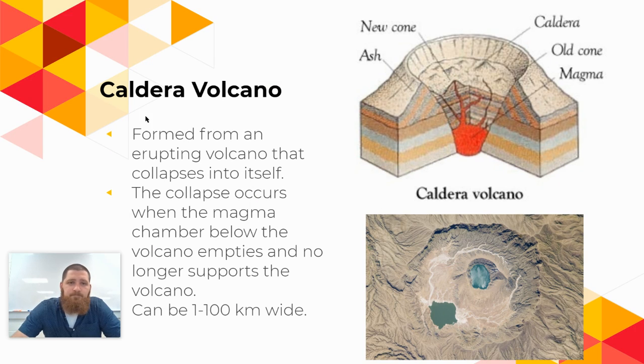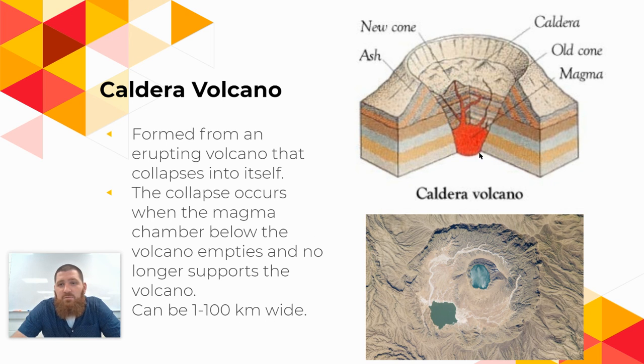Excuse me. Our caldera volcano. Now, these are more of a hole in the ground kind of volcano. This is what happens when an erupting volcano collapses into itself. The collapse occurs when the magma chamber below that volcano empties and no longer supports the volcano. These volcanoes are generally anywhere from 1 to 100 kilometers wide.